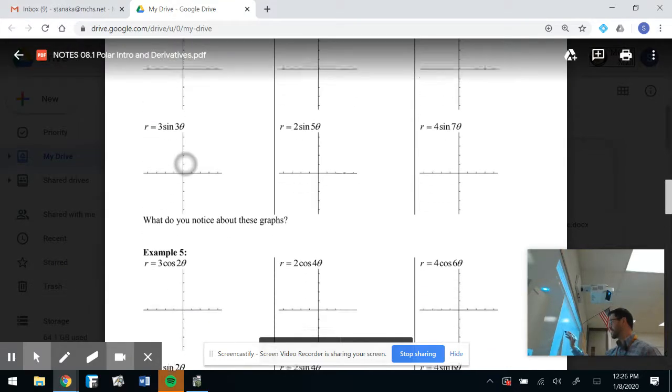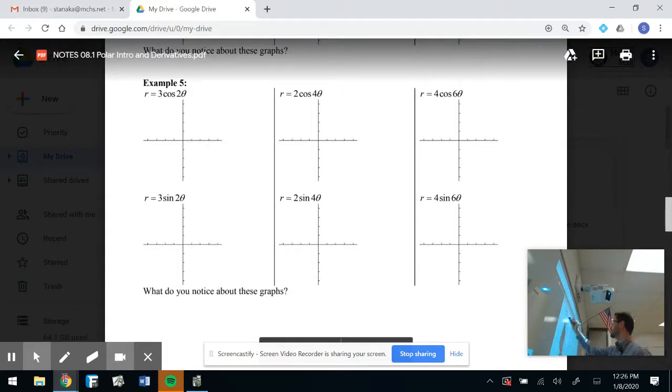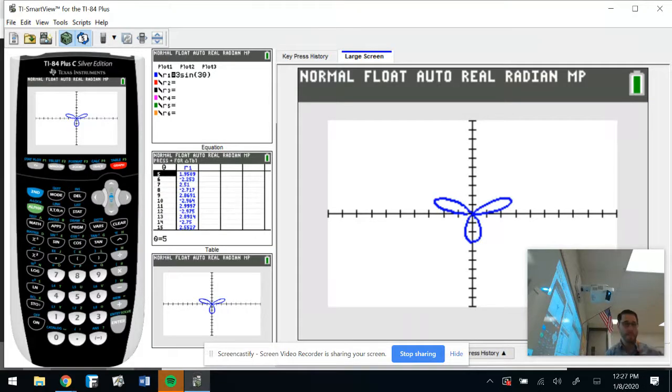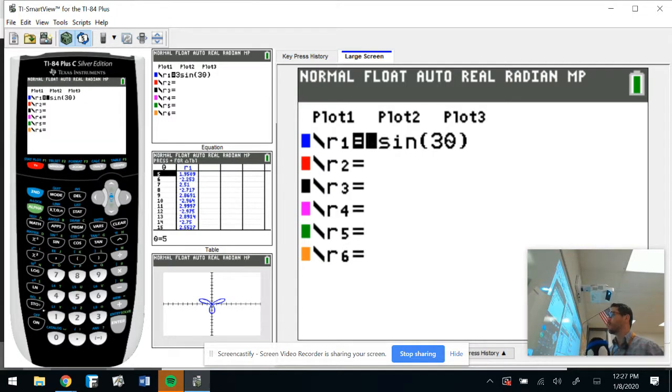But then if I look at example 5, they look like the same exact problem, but 2, 4, 6. They're all even next to the theta. Will that change what's going on? I want you to hurry up and take a guess and tell homie what you think. All right, let's go ahead. Don't you dare graph this. Don't be a cheater.